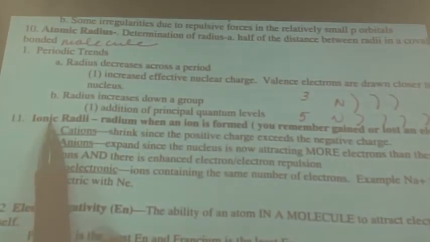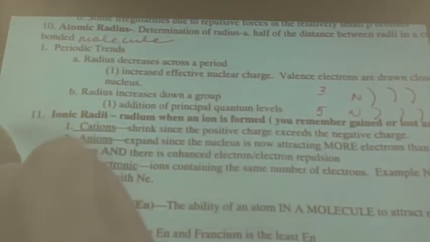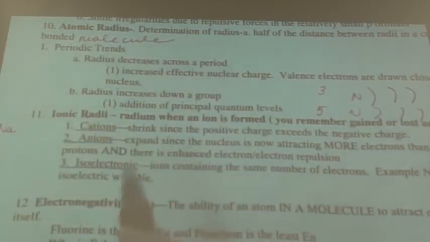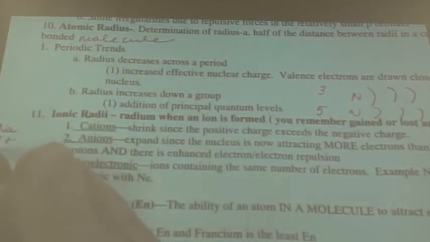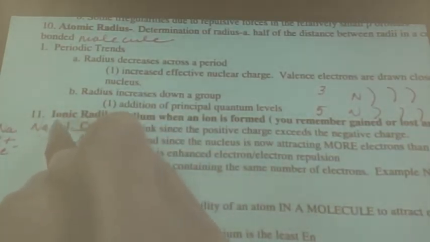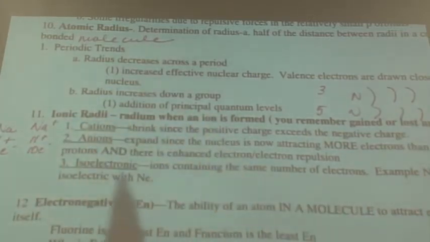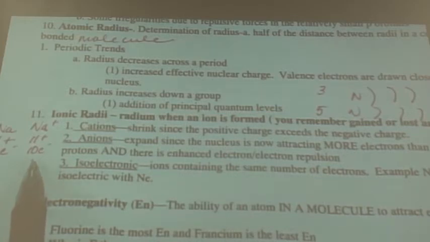Now let's talk about ionic radii, and that's the radius of an ion. Okay, let's talk about sodium. When sodium is neutral, it has 11 protons, it has 11 electrons. When sodium is an ion, it has 11 protons and 10 electrons. Is a sodium ion bigger or smaller than a sodium atom? Smaller is correct because these 10 electrons are feeling an 11 proton pull.